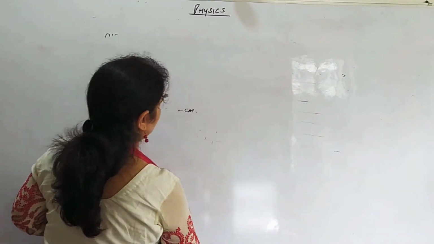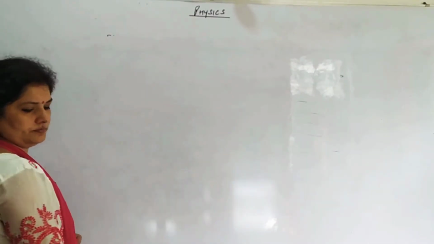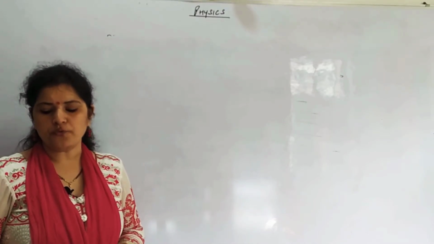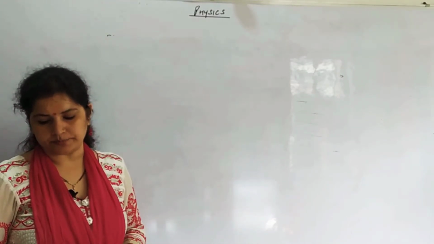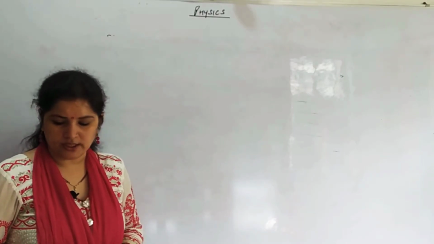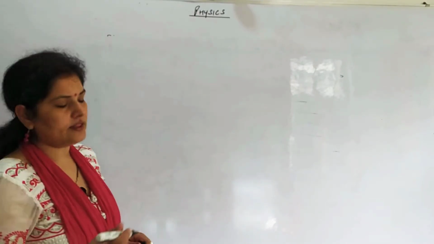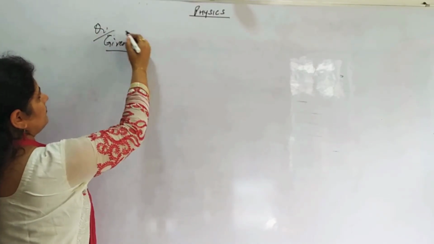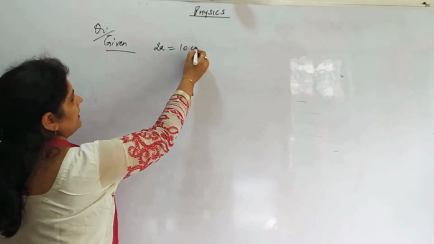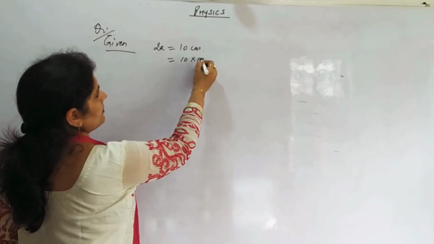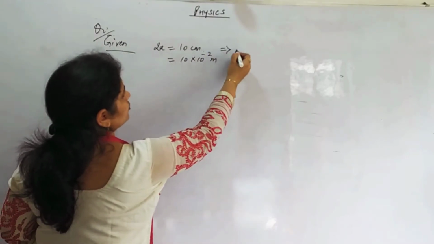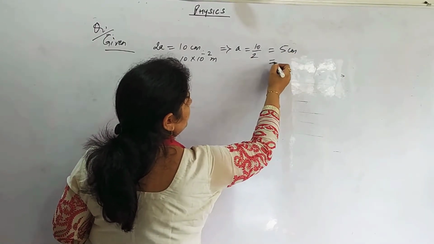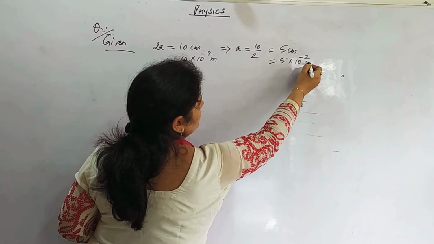Write down the next numerical. Calculate the electric field due to an electric dipole of length 10 centimeter. Length of the dipole is 10 centimeter, that is 10 into 10 raised to power minus 2 meter. 2a is this, so a will be 10 by 2. It could be required, so we are calculating this: 5 centimeter or 5 into 10 raised to power minus 2 meter.